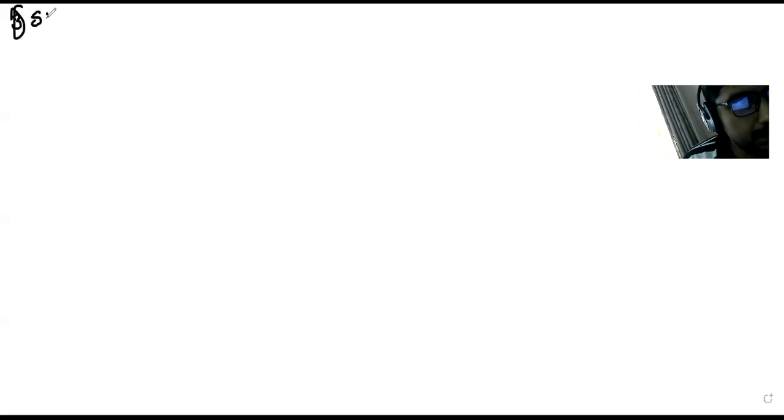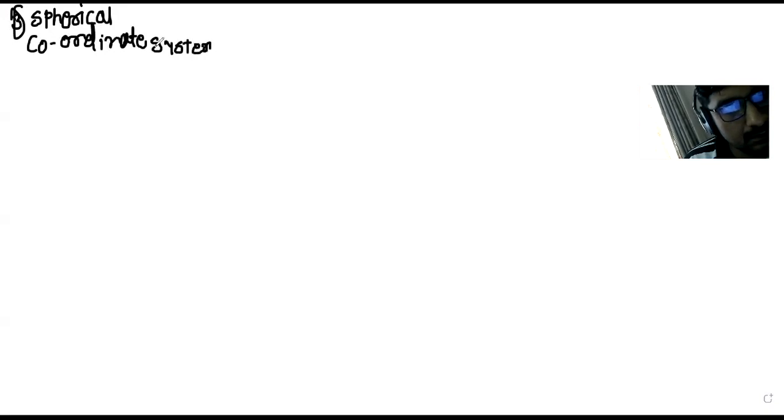Third type, spherical coordinate system. Right? So, spherical coordinate system.